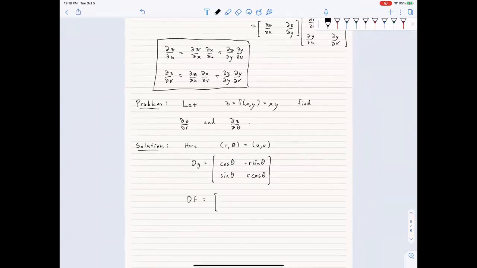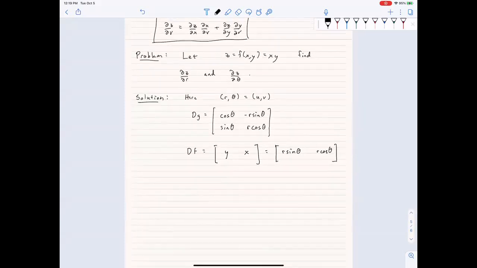And our df, or dz if you want, either one, is just this matrix. We can take the derivative of f with respect to x, which is dz dx, which is y, and dz dy is x. But again, I want to write this in terms of r theta. If I'm going to use the chain rule, you do want to put in the derivative of f at g of r theta. So this is going to be r sine theta, r cosine theta.